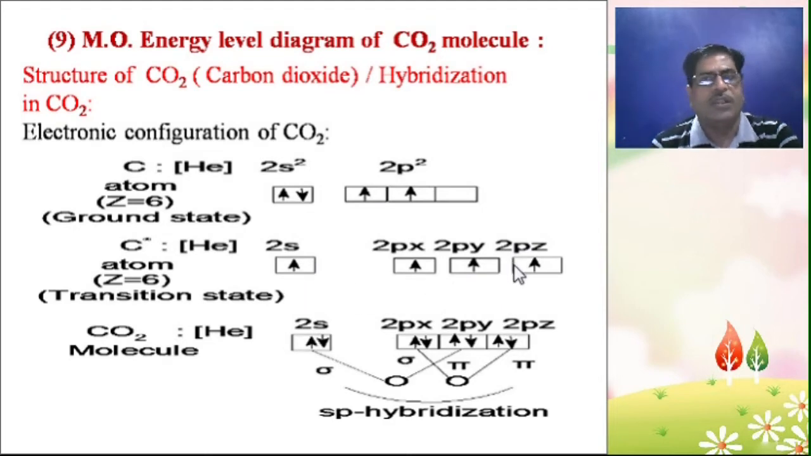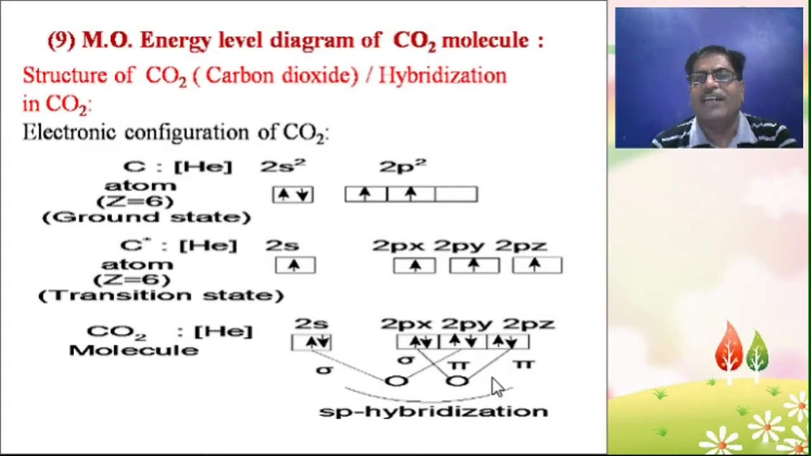Now, there are 4 unpaired electrons available in the transition state of carbon. So what is the hybridization? In the CO2 molecule, 2 oxygens are attached to this carbon atom by 2 sigma bonds and 2 pi bonds.